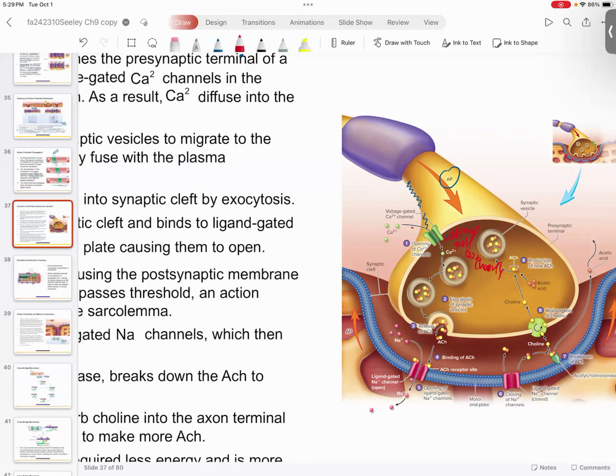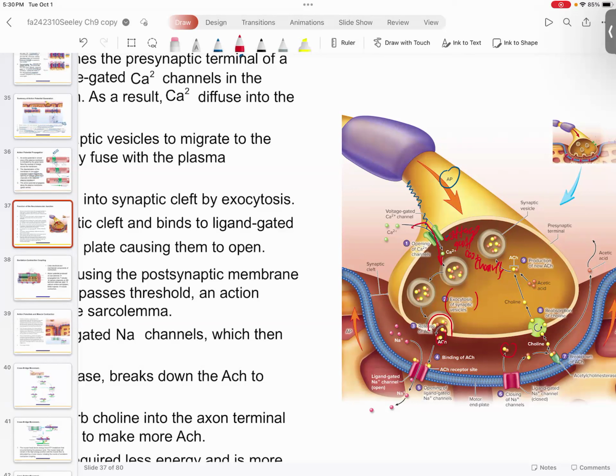And so this will allow the inrush of calcium to come in, and that's the signal for these synaptic vesicles holding your acetylcholine to fuse with the membrane of the axon terminus and to release the acetylcholine into the synaptic cleft. And so once the acetylcholine gets dumped into the synaptic cleft, then that is the release of the neurotransmitter.